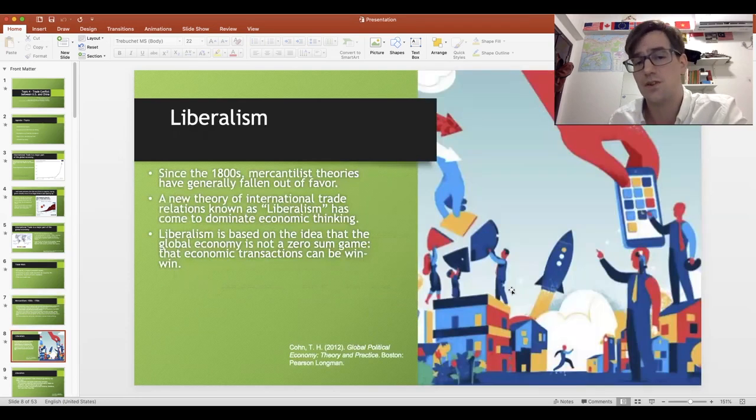Since the 1800s, mercantilist theories have generally fallen out of favor, being replaced by liberalism. Liberalism is based on the idea that the global economy is not a zero-sum game, that economic transactions can be win-win.